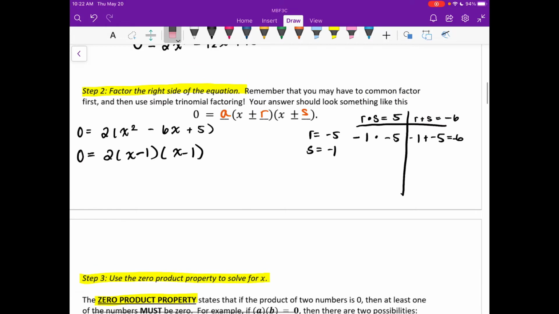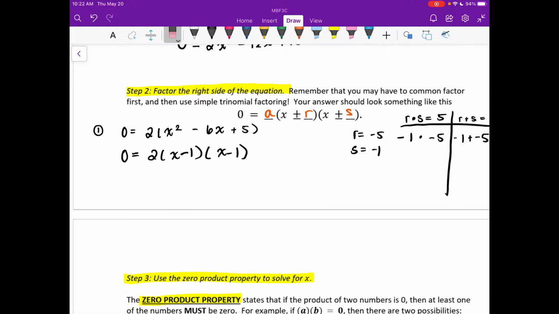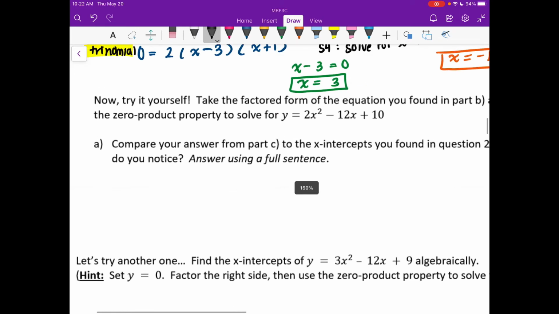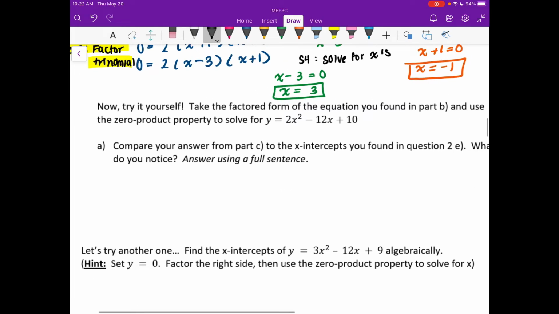So we did that. We found it. It's 2x minus 5, and then x minus 1, right? So let's go write that in, and then let's use the zero product property to do that. So I'm going to just rewrite it here: 0 equals 2, x minus 1, x minus 5.